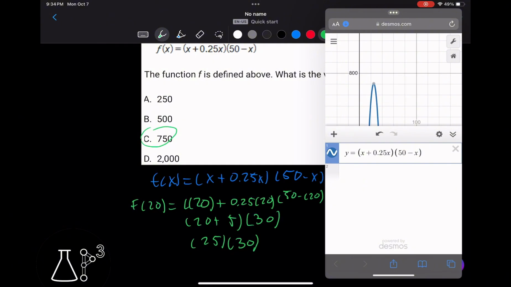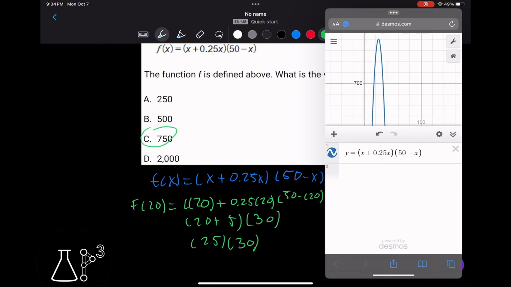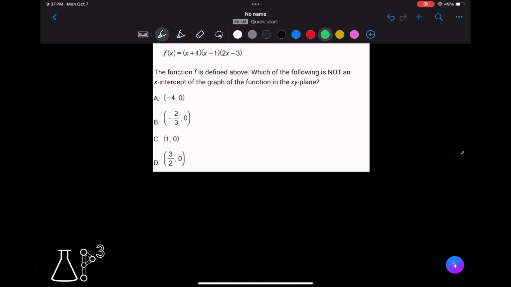As I can see, let me look for the point. When x equals 20, I get roughly, well, let me look for it really quickly. When it equals 20, I get 750. So the answer would be C. Right here, when x equals 20, y equals 750. Okay, now we're done with the easy questions. Let's go to medium questions now.